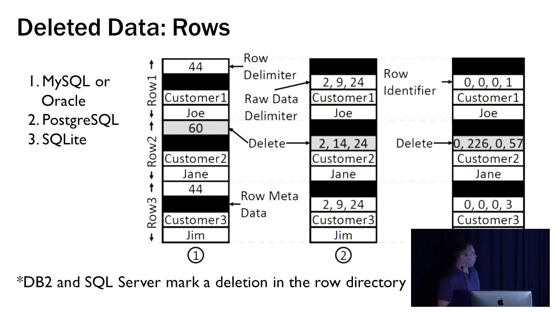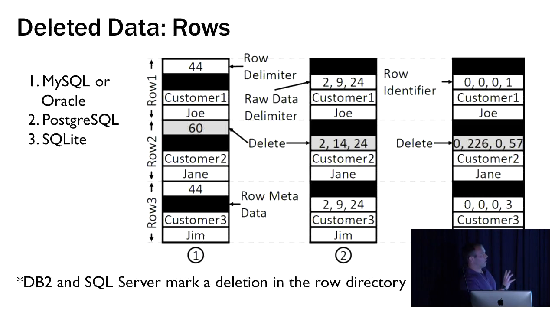So MySQL and Oracle, we're deleting row 2 here in all three figures. MySQL and Oracle mark the row delimiter. Postgres marks that raw data delimiter that we used in the reconstruction example. And SQLite marks the row ID, which is an internal database column that represents the physical location of a row.